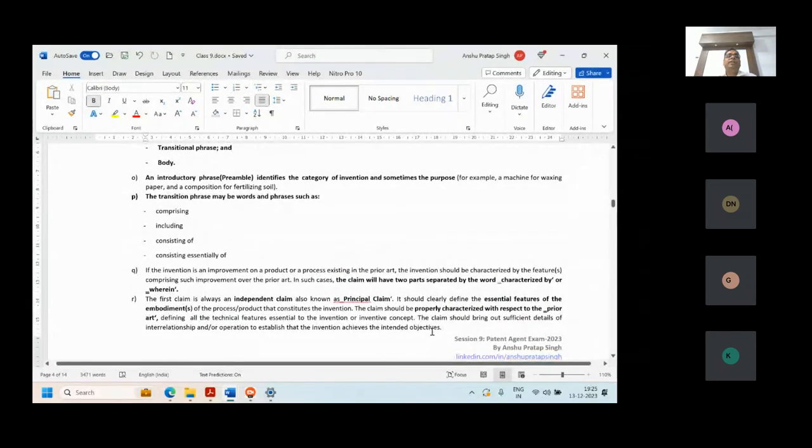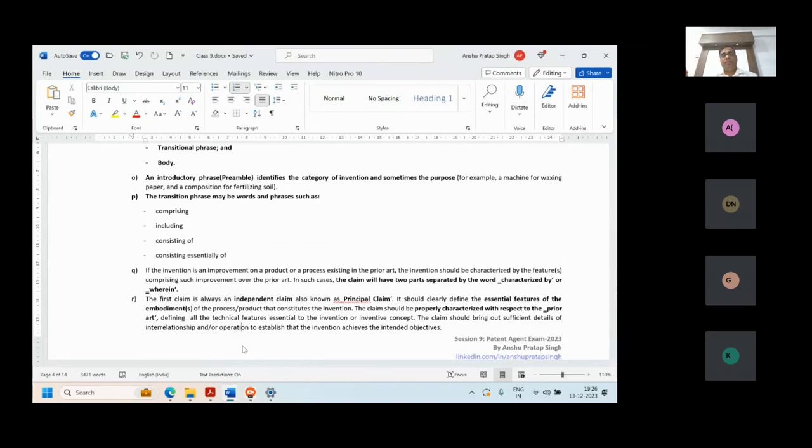Then there can be an invention which is an improvement of a product or process existing in the prior art. The invention should be characterized as a feature, using wherein or characterized by. When you are explaining a function or any other feature of a particular thing, you use wherein or characterized by. I will discuss this later when I discuss different types of claims. Then the first claim is always an independent claim. Independent claim, as the name suggests, does not depend on anything. It is complete on its own.